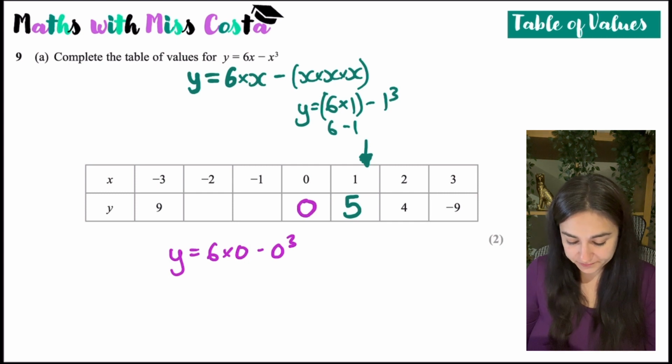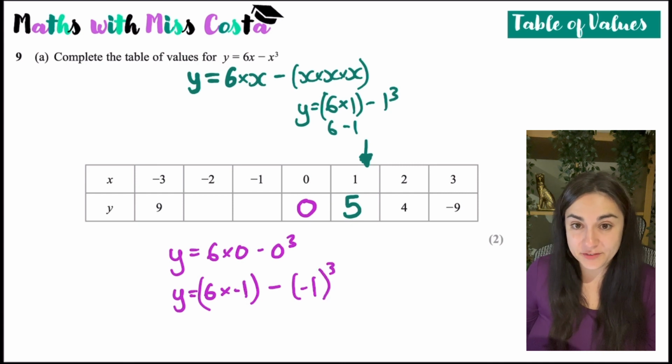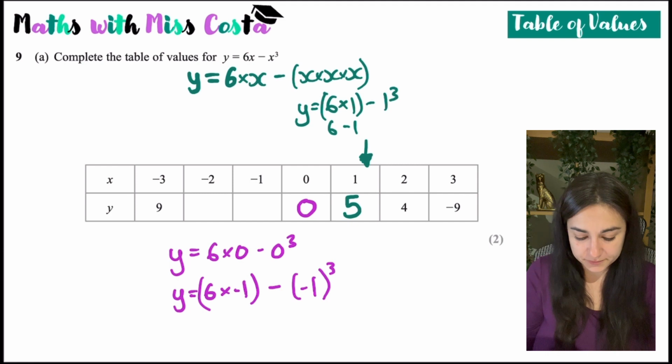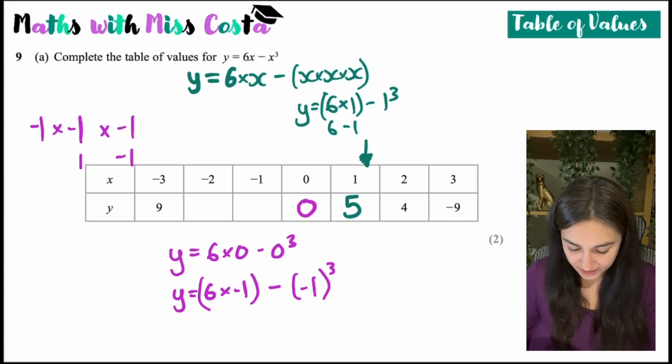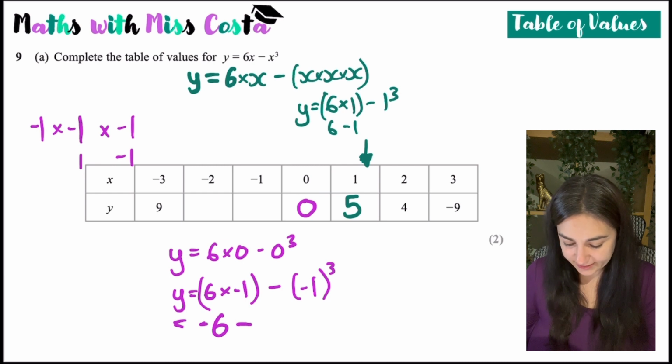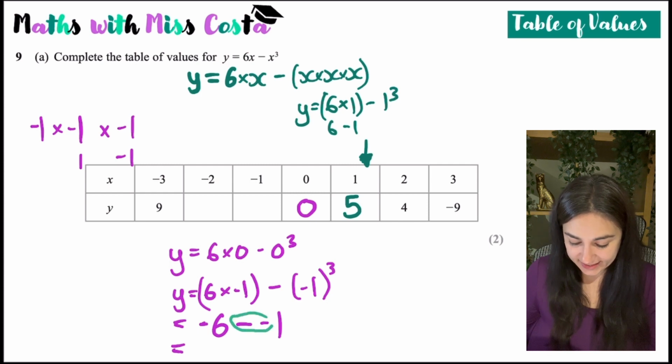Then I've got negative 1. So y would be 6 times negative 1 take away negative 1 cubed. And this is where it gets a little bit tricky because we're dealing with negative numbers. So negative 1 times negative 1 is going to give you positive 1. But then when you times it by negative 1 again, it's going to give you negative 1. So a negative number cubed is always going to be negative. So 6 times minus 1 is minus 6. And then I'm subtracting negative 1 from that. So whenever you're subtracting a negative, it's the same as adding, in case you may have forgotten. So minus 6 plus 1 gives me minus 5.